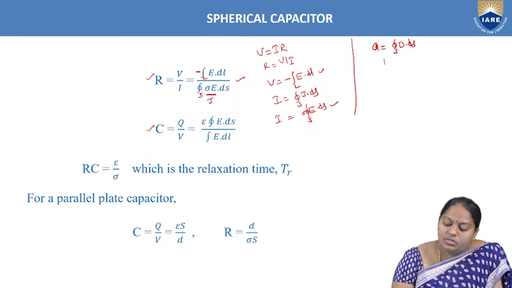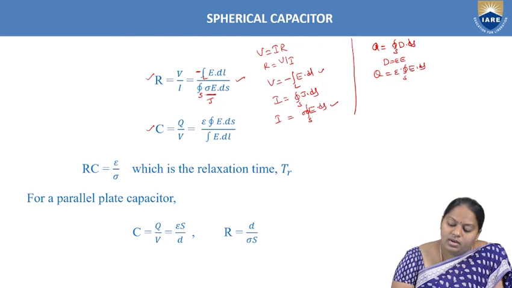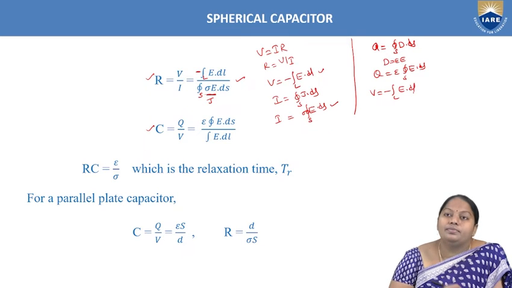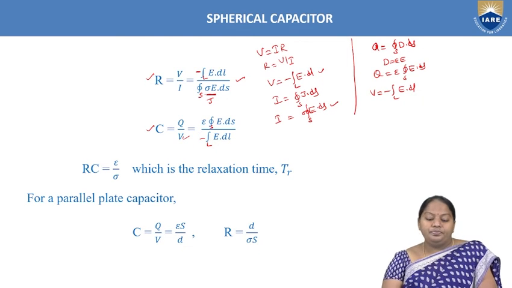So if we substitute D by epsilon E, then Q becomes epsilon closed surface integral S E dot ds. And similarly for V, we know that it is minus integral L E dot dl, right? So if we substitute Q and V here, then epsilon closed surface integral S E dot ds and minus integral L E dot dl are the formulas for Q and V.